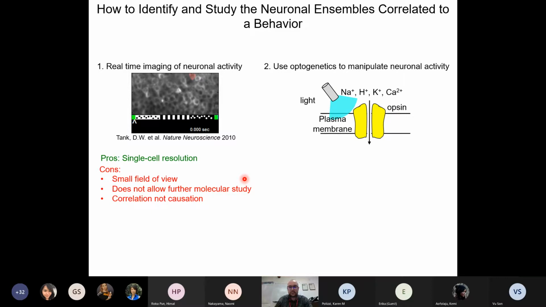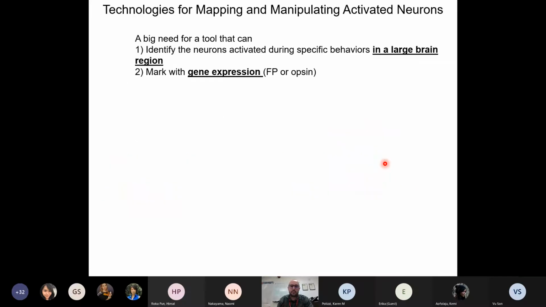Then, if you want to replay the behavior of interest and further manipulate that neuron, like by silencing or activating it, you can use opsins. Opsins are transmembrane proteins that, in the presence of light, process a downstream signal that can silence or activate the neurons. So you can establish causality, but the problem is that you don't know previously which neuron you have to target, okay?